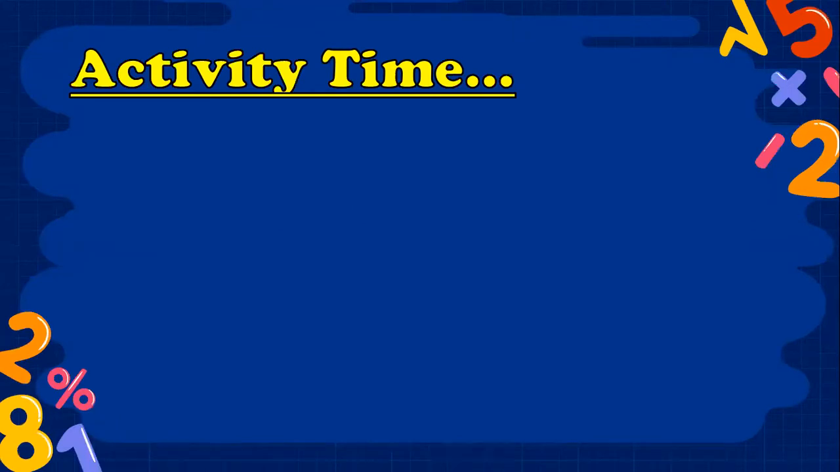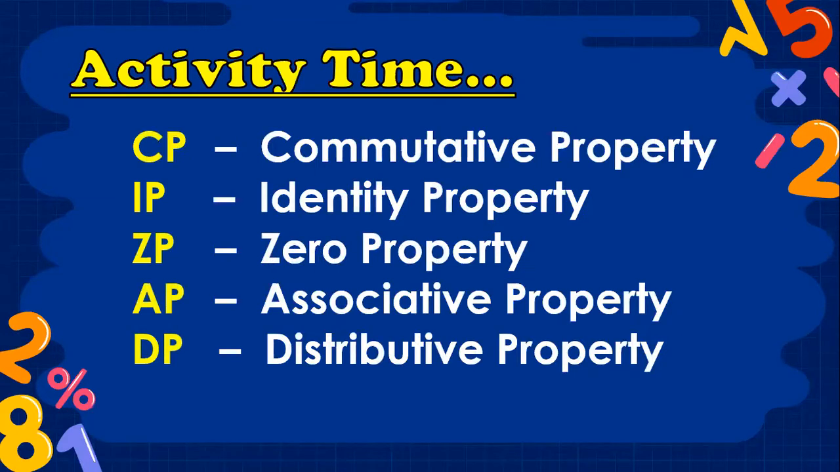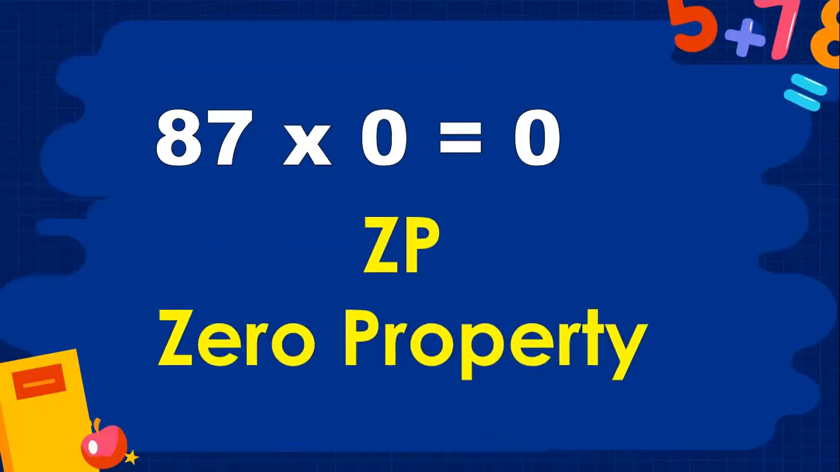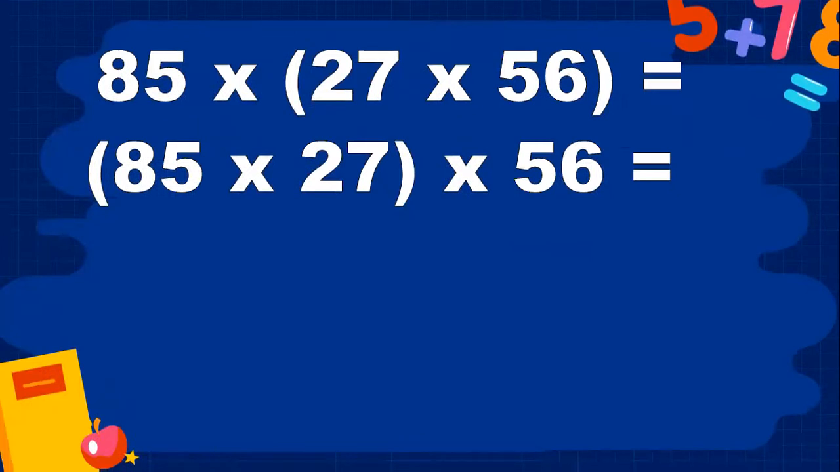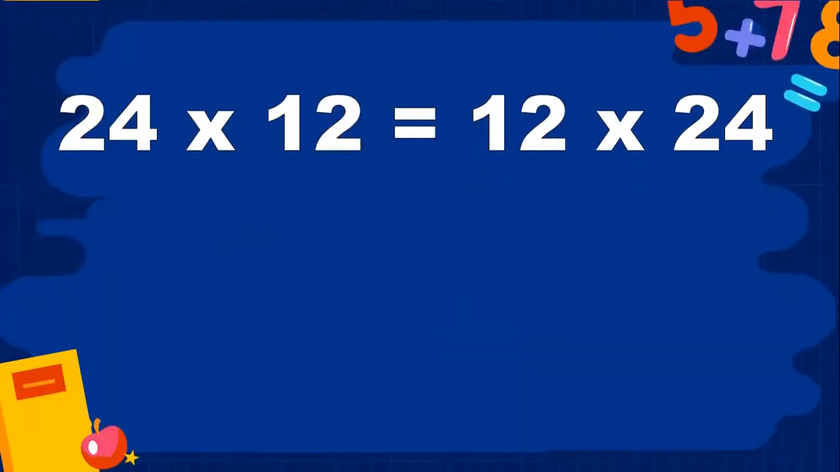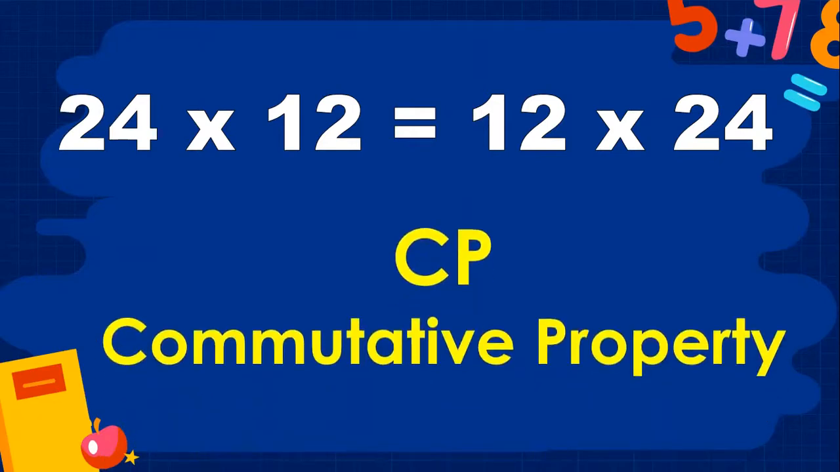Now, let's go to our activity. Write CP for commutative property, IP for identity property, ZP for zero property, AP for associative property, and DP for distributive property. What property is this? The answer is ZP or zero property. What property is this? The answer is AP or associative property. What property is this? The property is CP or commutative property.